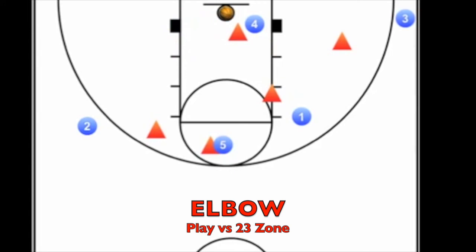A teaching point here is for the other low post player to read the middle defender and his own point guard. You don't want to clog the lane when there's a drive to the basket. Also, this player should stay behind his defender to catch him off guard.